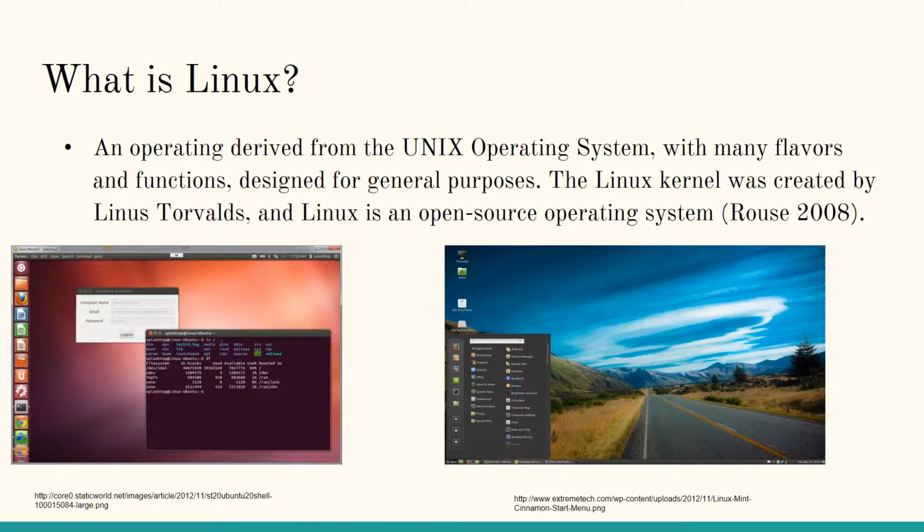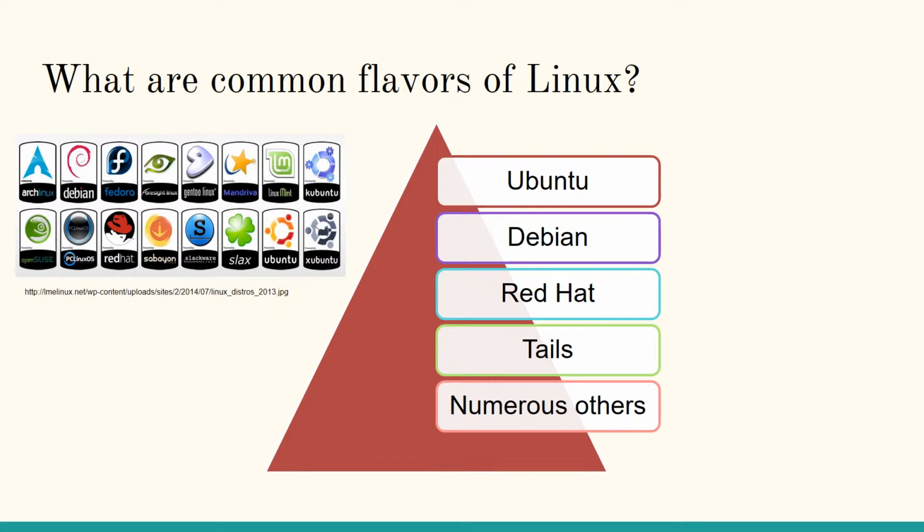Our next topic is the definition of Linux, and it's an operating system derived from the Unix operating system. It has a very large array of flavors and functions, and it's mostly designed for general purposes. Linux generally is a single or multi-user operating system, but it can be adapted to handle real-time systems as well. The Linux kernel was created by Linus Torvalds, and Linux is an open source OS. Common flavors of Linux include Ubuntu, Debian, Red Hat, and Tails, along with numerous others.